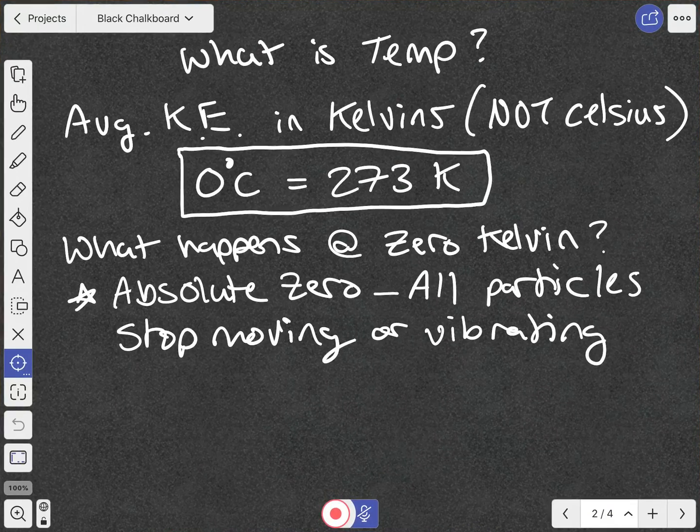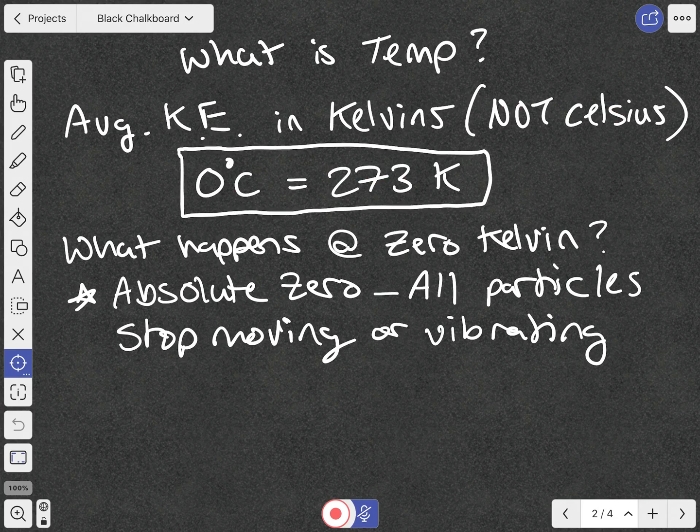What is temperature? It's the average kinetic energy, in Kelvin, not Celsius. So we have 0 degrees Celsius equals 273. This is our ratio. We're going to talk about that in the next one. Average kinetic energy in Kelvins is proportional. So 0 degrees Celsius equals 273 Kelvin.